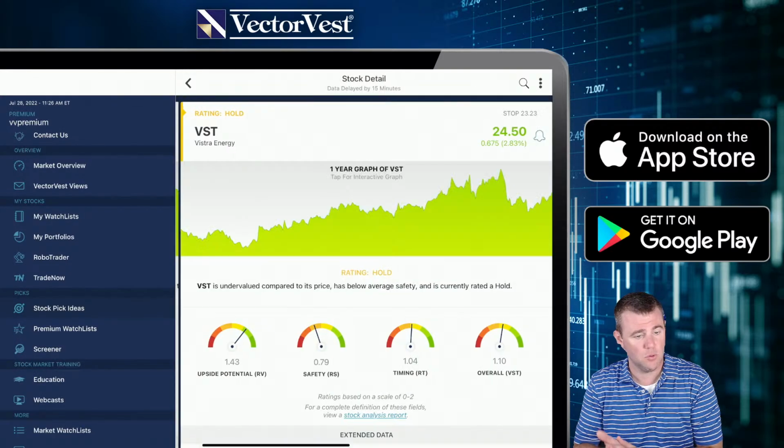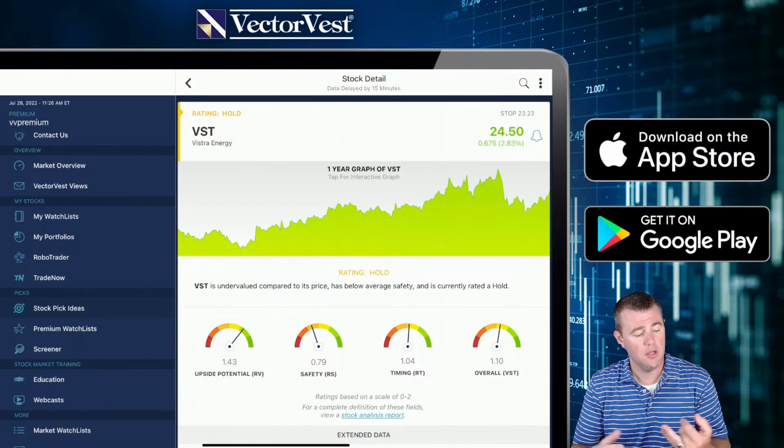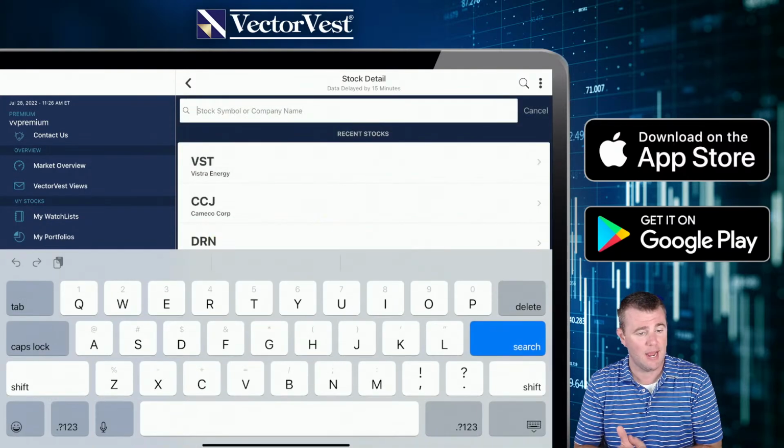VST, and we'll do this one and one more here. So VST, good long-term potential. You have more risk associated with that long-term potential, however. You're basically moving sideways on a short-term basis. Overall, the stock's favorable, but we need to see that timing pick up.